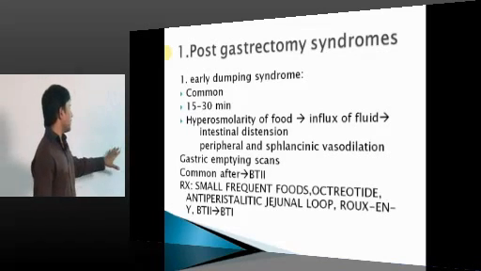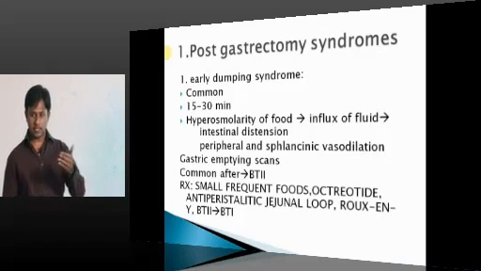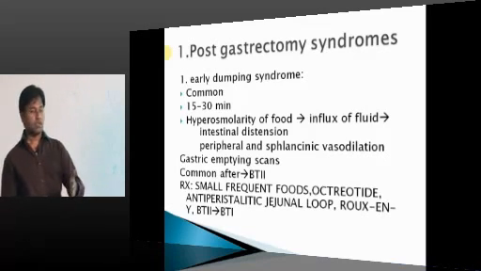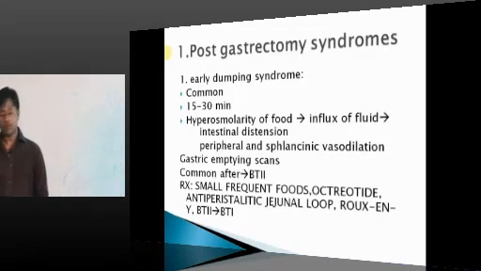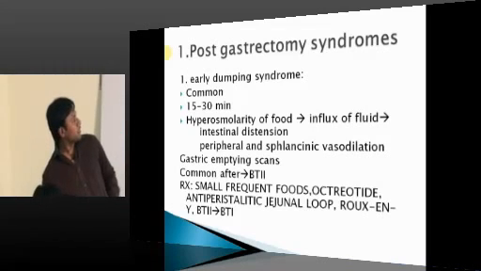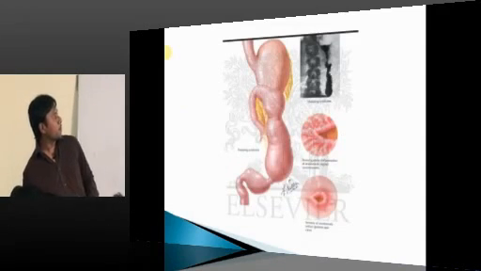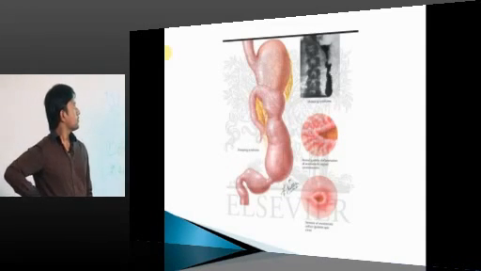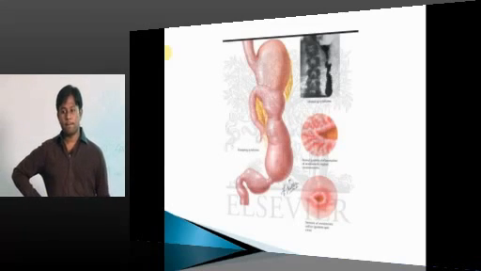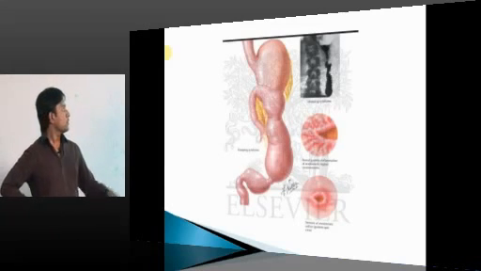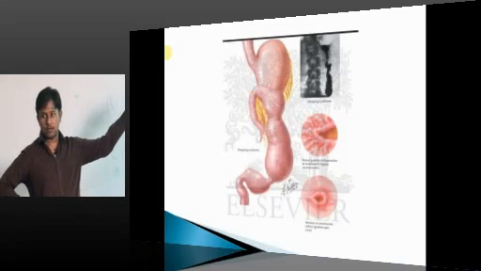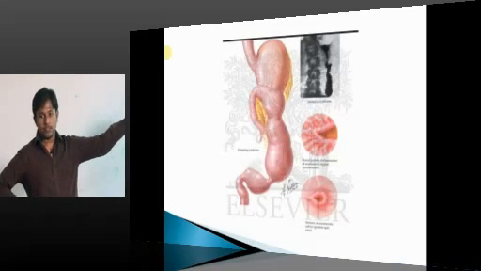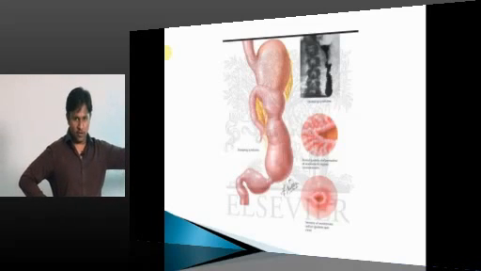Early dumping syndrome, as the name indicates, occurs early, that is within 30 minutes after taking food. Why does it occur? This is Billroth type 2. You can see an afferent loop there. This is the efferent loop into which the food is being dumped. The food you take is dumped directly into the efferent loop.